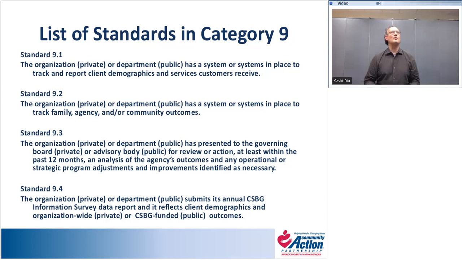Standard 9.3, the organization or department has presented to the governing board or advisory body for review or action, at least within the past 12 months, an analysis of the agency's outcomes and any operational or strategic program adjustments and improvements identified as necessary. And Standard 9.4, the organization or department submits its annual CSBG information survey data report, and it reflects client demographics and organization-wide or CSBG-funded outcomes.